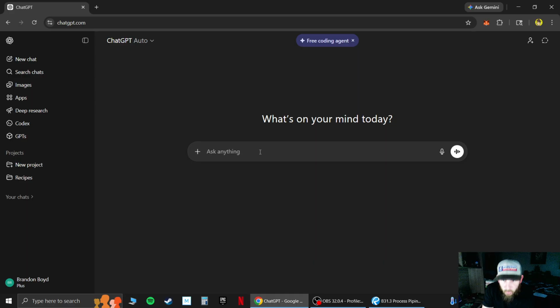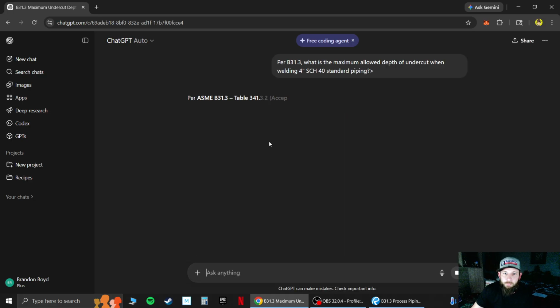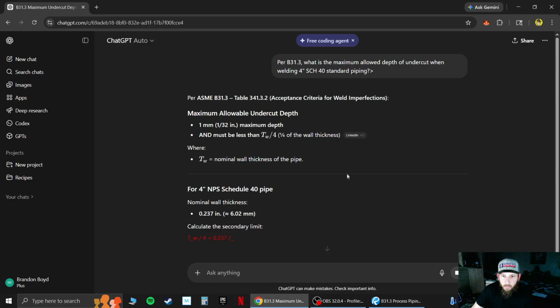Let's try it. So we're going to ask ChatGPT, per B31.3, what is the maximum allowed depth of undercut when welding 4-inch Schedule 40 standard piping? So it says ASME B31.3, table 341.3.2. It shows a maximum allowable undercut depth of 1/32 of an inch. So let's take a look at that.